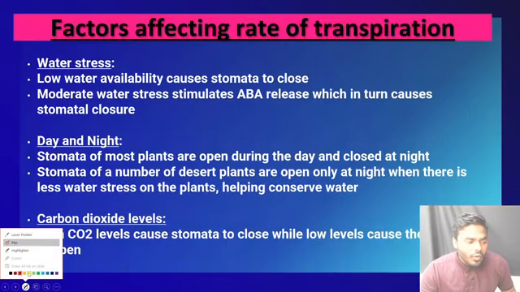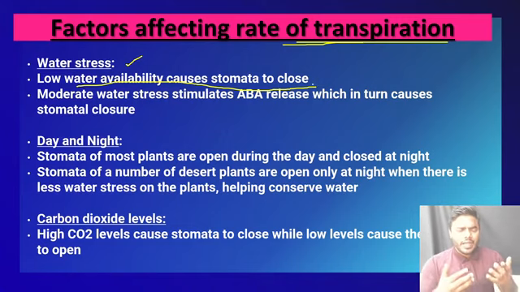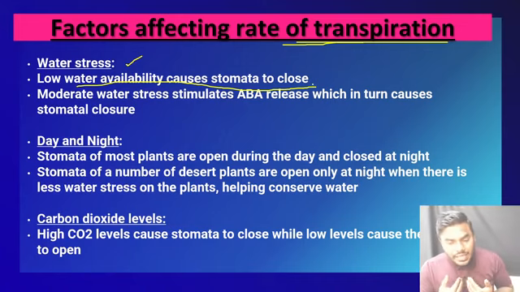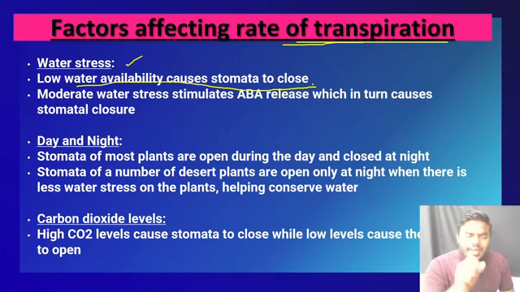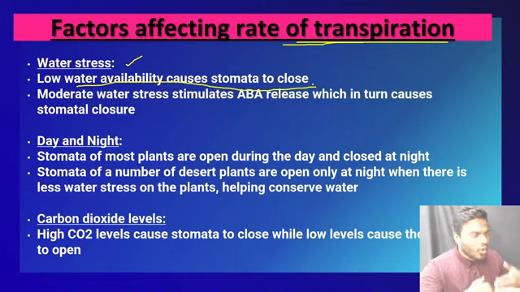Okay. Now, what are the various factors affecting the rate of transpiration? These are all very unique statements, my friends, and easy statements. Water stress. Low water availability causes the stomata to close. There is no doubt about it, because already inside the plant body, listen to me carefully, a very limited amount of water is present. Now if all that water goes out, the plant may die.